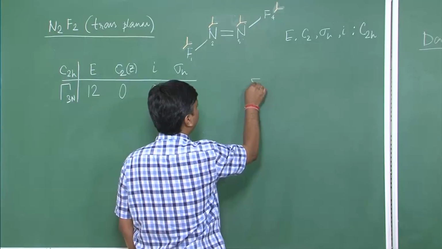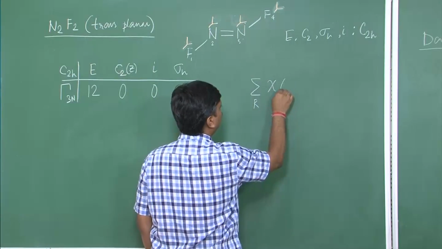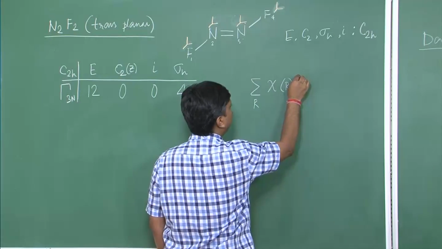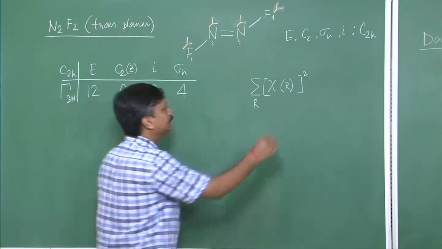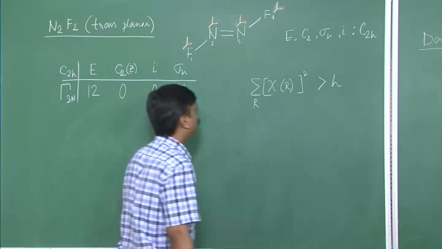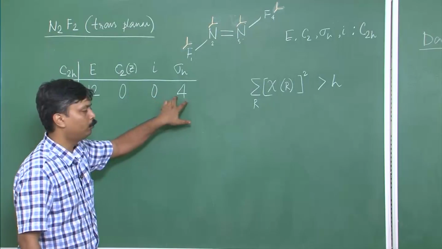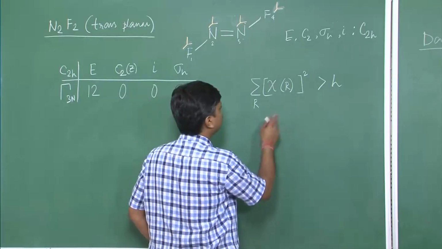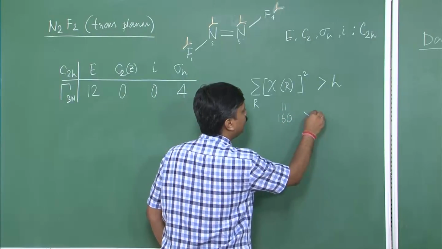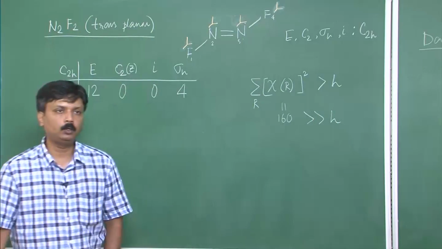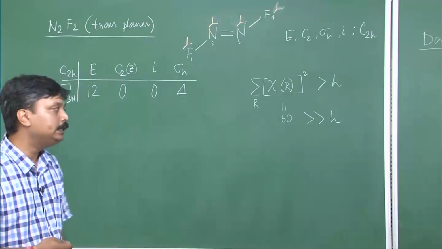If the sum over all the symmetry operations of the square of these characters is greater than the order of the group, it is reducible. Now what is this amount for our representation? It is 12 square plus 4 square, total is 160, right? This is 160, which is way greater than the order of the group, which is equal to 4. Therefore this is a reducible representation, so in the next step I have to reduce it.